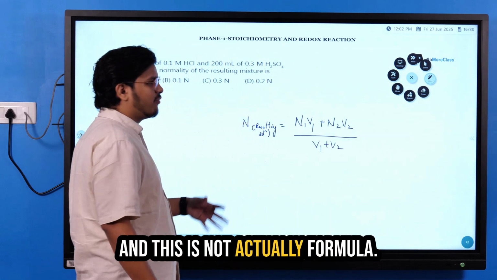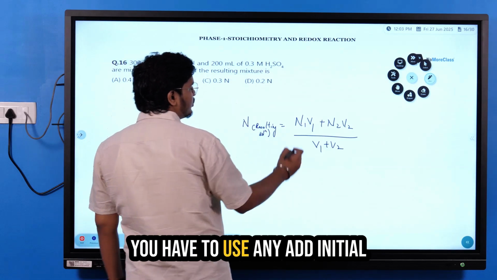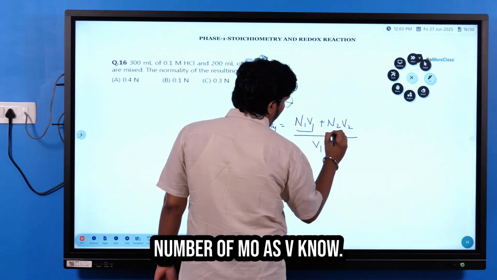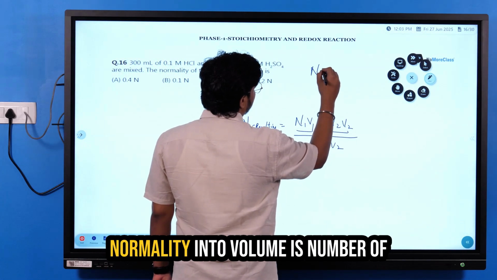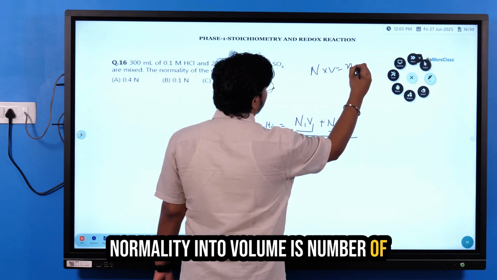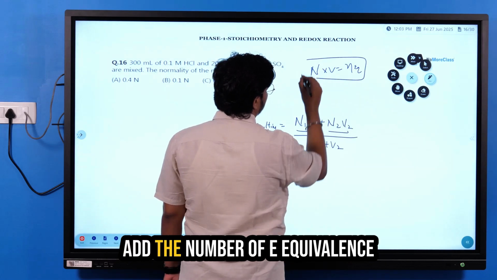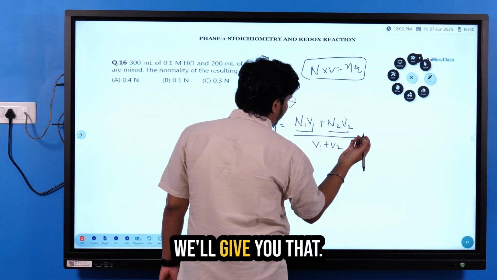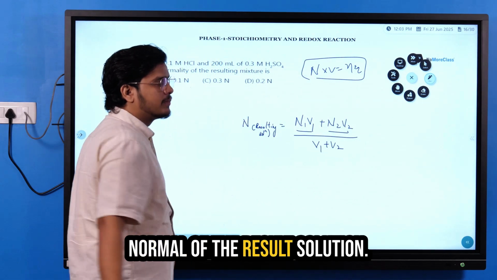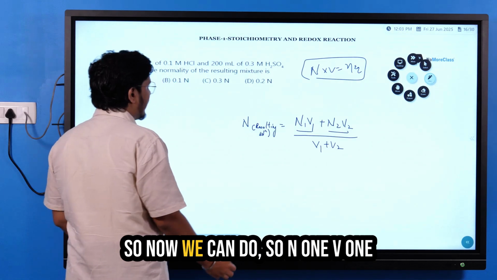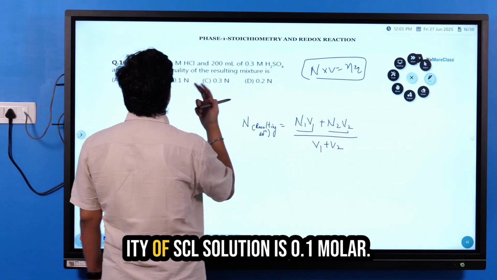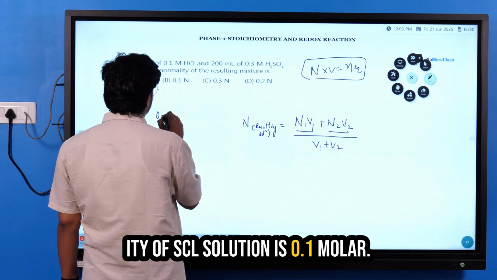And this is not actually a formula. This is what I have told: you have to add initially the number of equivalents. As we know, normality into volume is the number of equivalents. So we initially add the number of equivalents, divided by total volume, which will give you the normality of the resultant solution. So now we can do N1V1. The molarity of the HCl solution is 0.1 molar.